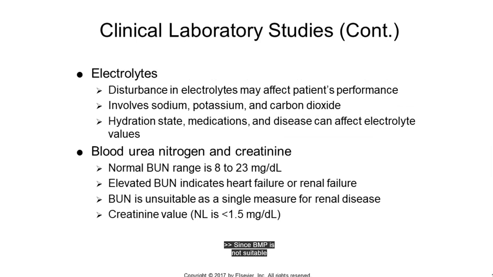Since BNP is not suitable as a single measure for renal disease, we will look at creatinine levels to make a definitive diagnosis. Normal values for creatinine are less than 1.5 milligrams per deciliter, and elevated levels are indicative of renal disease, with values above 4 milligrams per deciliter indicating severe renal insufficiency or failure.